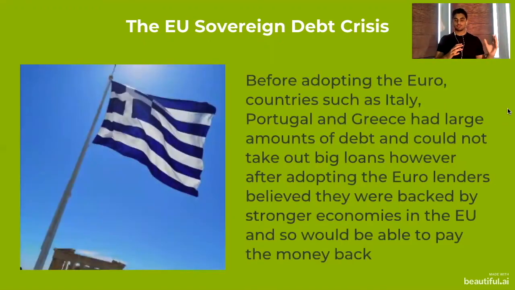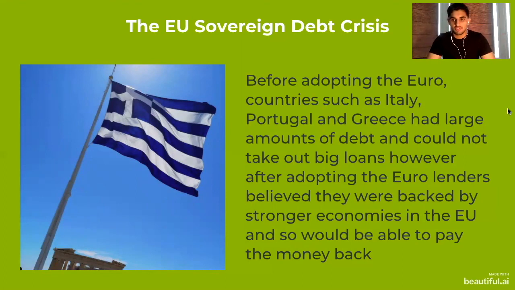Now, before adopting the euro as their currency, which many countries in the European Union have, countries like Italy, Portugal, and Greece had a lot of debt, right? Large amounts of debt that they owed to many people: private investors, institutions, the World Bank, the IMF. And so because they hadn't paid back their debts, they couldn't take out more big loans, because if they were to, the interest rates would be sky high and they would never get approved for more loans.